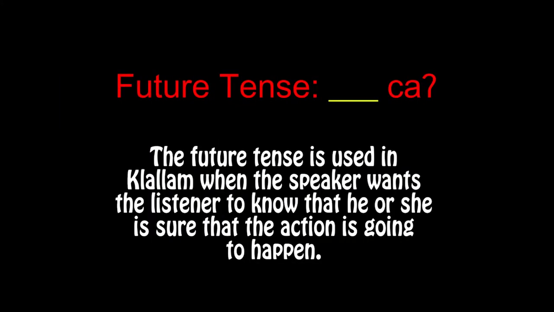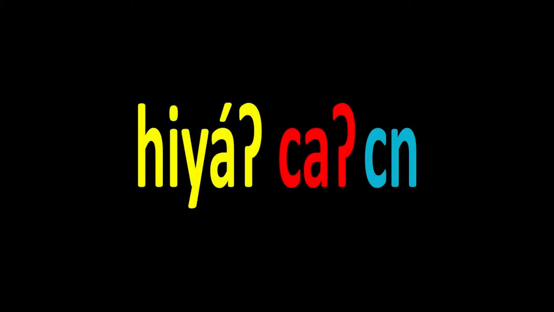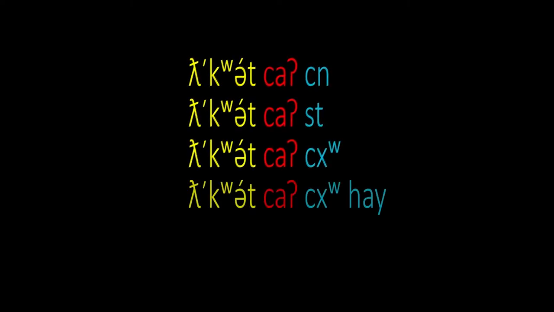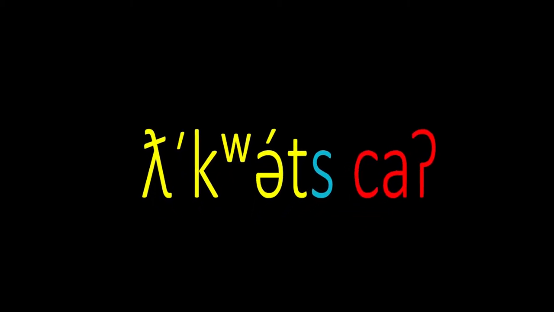Future tense. The future tense is used in Klallam when the speaker wants the listener to know that he or she is sure that the action is going to happen. The rule for forming the future tense in Klallam is almost as easy as the past tense. Put sa after the verb. But when the subject is tsin, I, you must drop the c. So instead of saying tsatsin, you get tsatn. An ordinary, rapid, sweet tsatn often sounds like san with the vowels stretched out a little. The future tense is formed the same way in both transitive and intransitive verbs. Note that the sa precedes the subject except when the subject is the s ending.